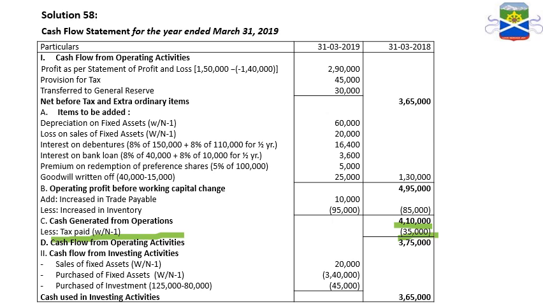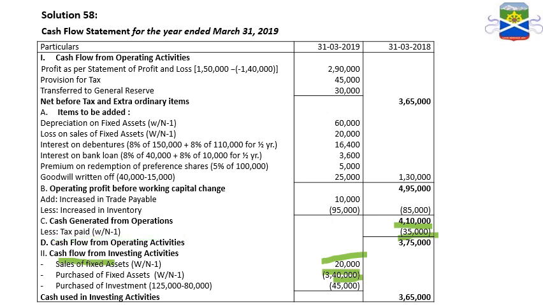Now we go for cash flow from investing activity. In investing activity, we have sale of assets 20,000, and purchase of assets as per workings, that is 3,40,000, and purchase of investment 45,000. So taking all these facts, we have 3,65,000 as a minus figure. So we have written it as cash used in investing activity.